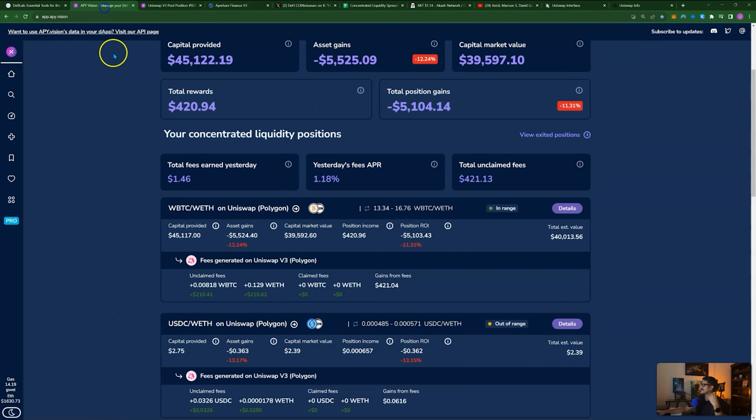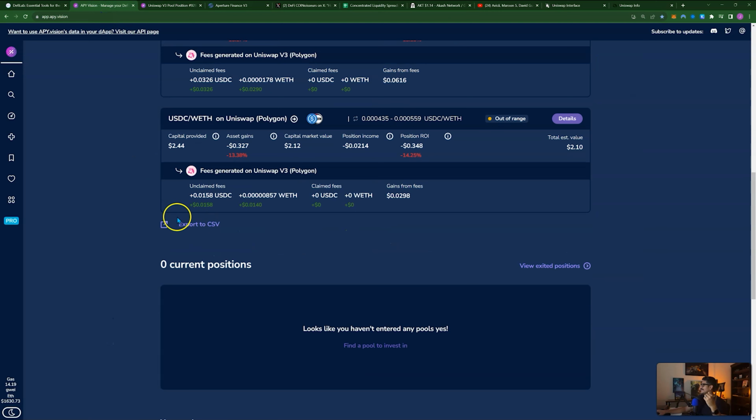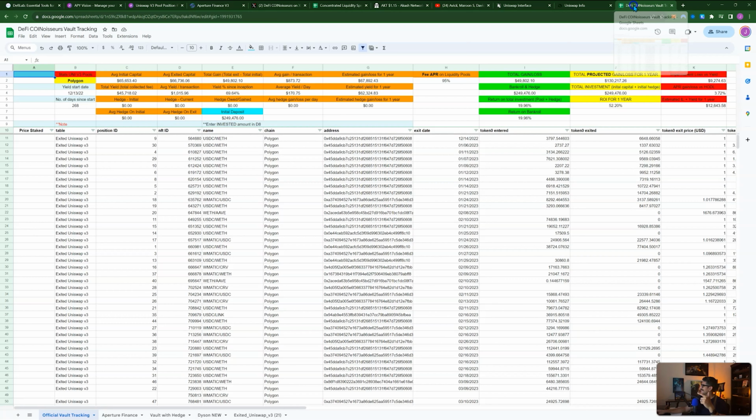And then you also have the option, which is great, to export to CSV. You can export to a spreadsheet that allows you to really track your liquidity pools, track your impermanent loss, track your performance, your P&L, your yield. Very important to do that. As you can see on this spreadsheet, right?